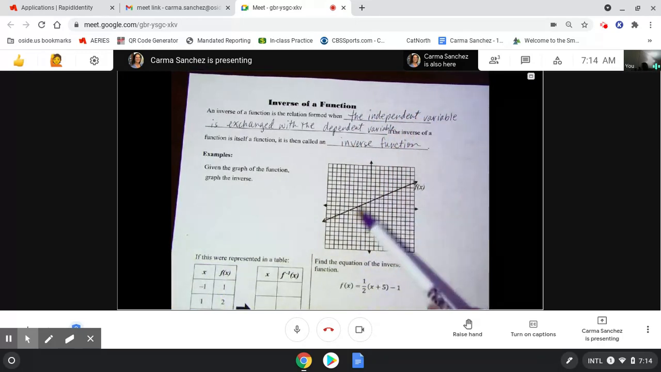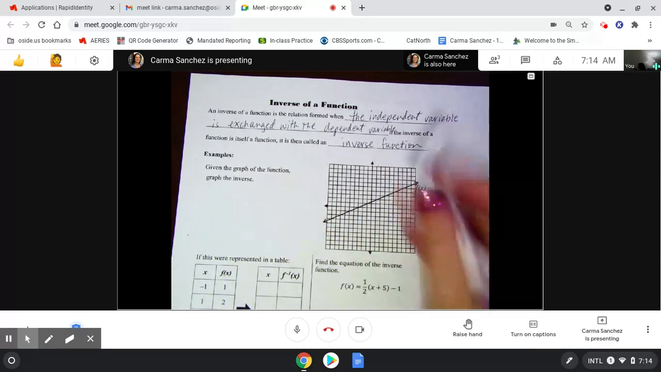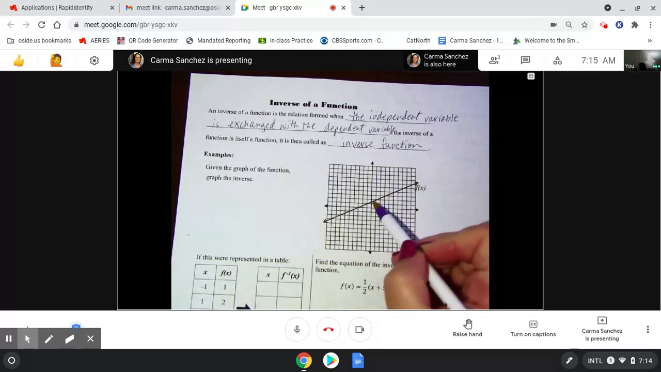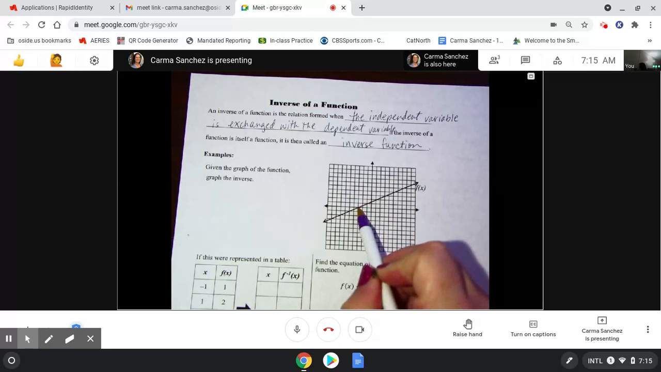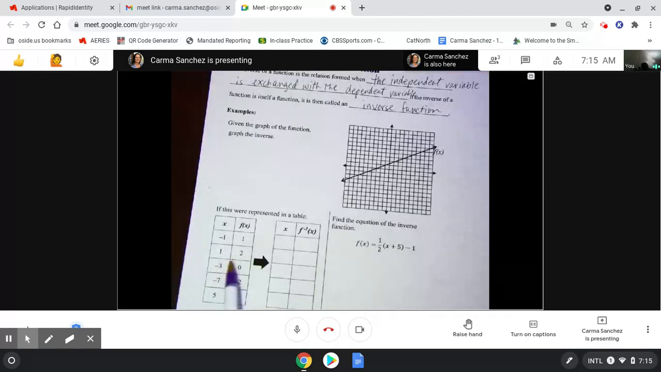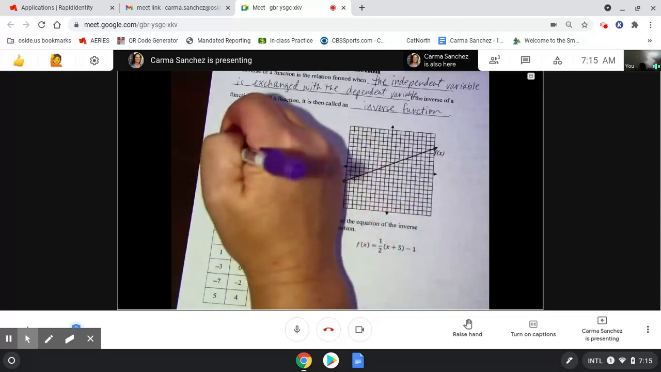So we're starting with this line as our original function. And so if you notice, here's your x-axis, here's your y-axis. There's specific points we could look at along this line. And so if I'm looking at this table that we've already done over here, we've already identified some of these points for you on this line. So let's talk about some of the qualities here of an inverse.